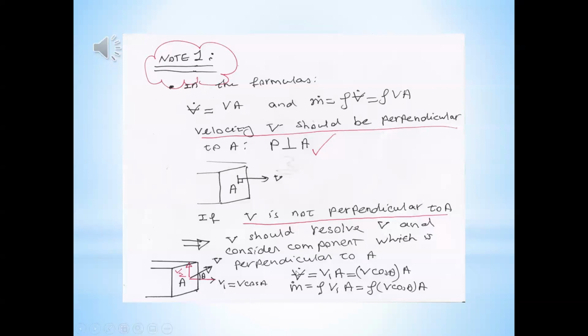And when you want to calculate volume flow rate, you should use the normal component, which is V1. So it's not VA, it's V1A, because V has to be perpendicular to A, and only V1 is perpendicular to A, not the whole V. So it's V1A, which is V cosine theta A. So M dot would be rho V1A, which is rho V cosine theta A.